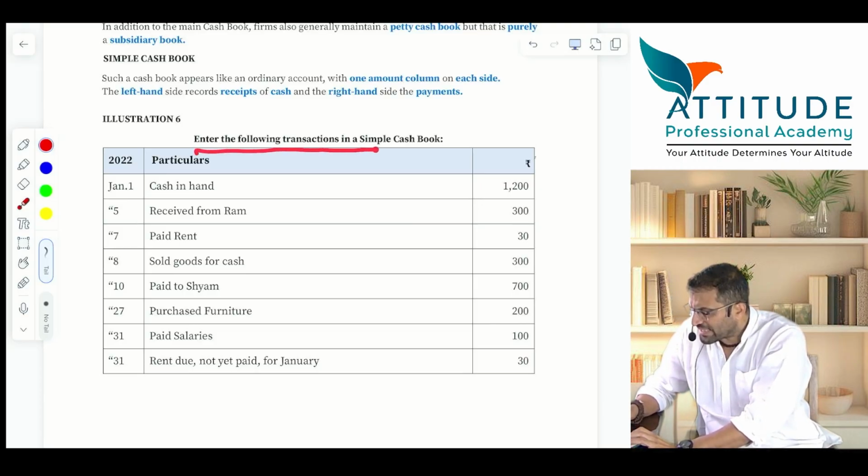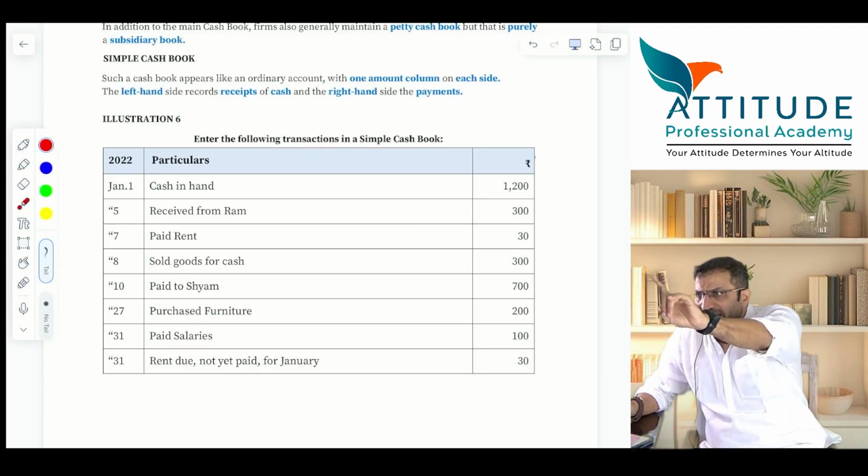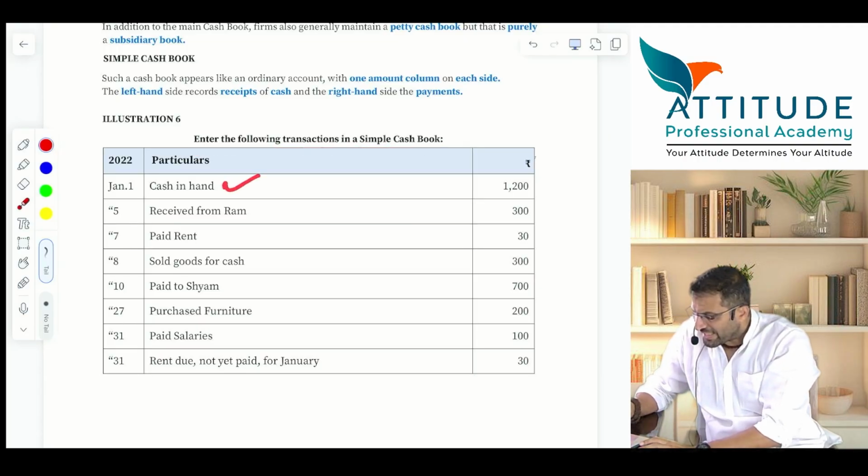Enter the following transactions in simple cash book. Simple cash book with only cash column. Cash in hand.